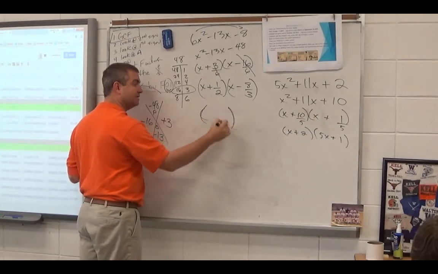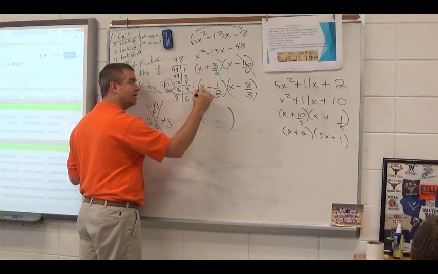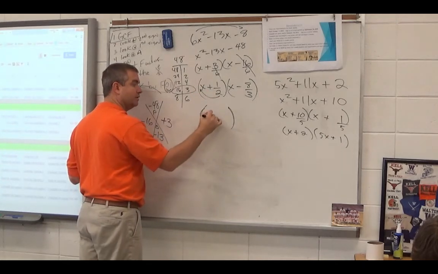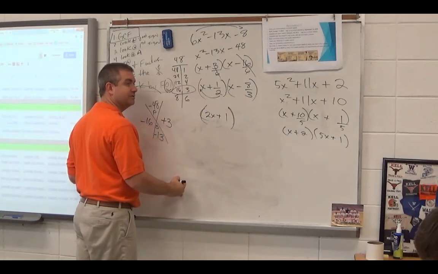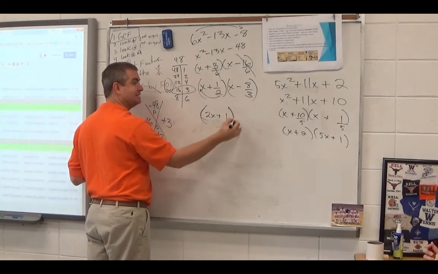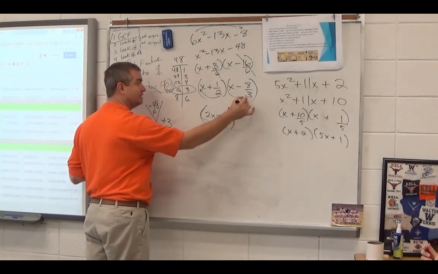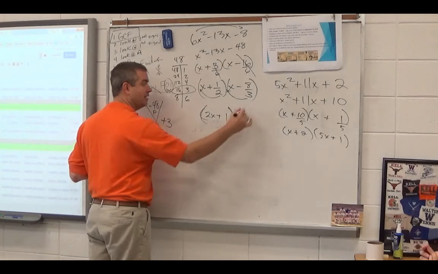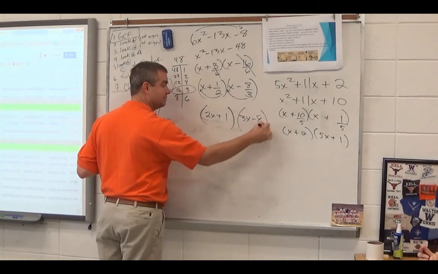What does this change into? What is this in our answer? What happens to the 2? It goes right there. So what do I get? 2x plus 1. Very good. How about 3 into 8? Does that go evenly? No, it does not. So the 3 goes right there. And I get 3x minus 8.